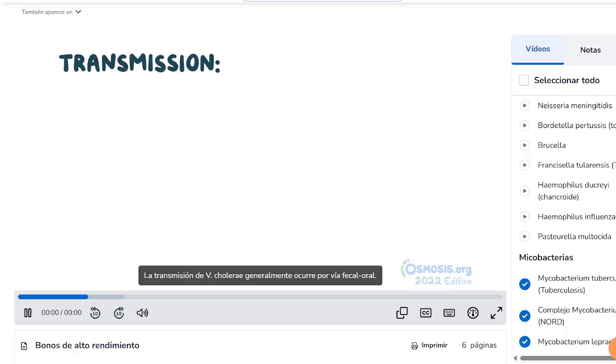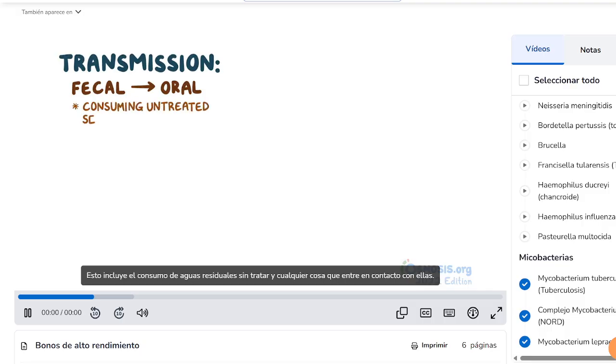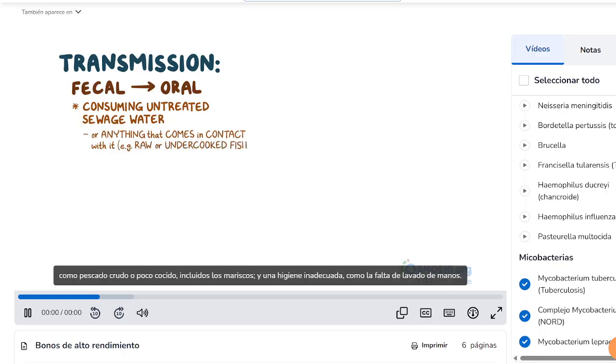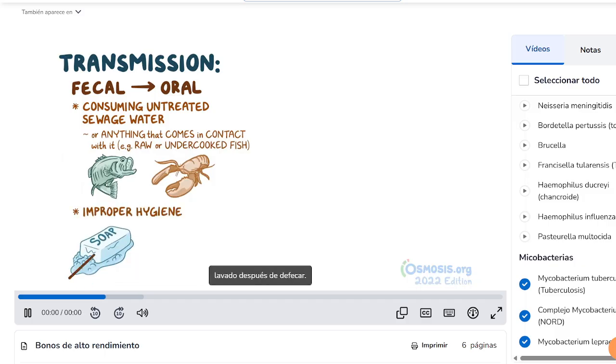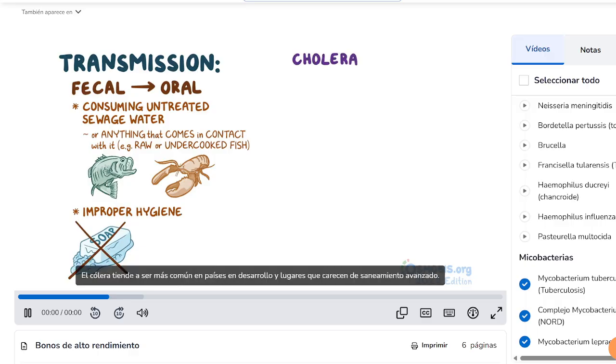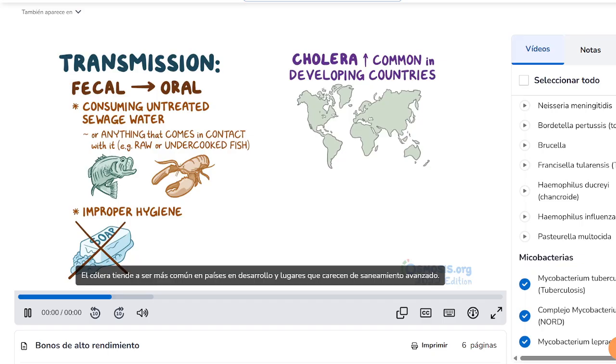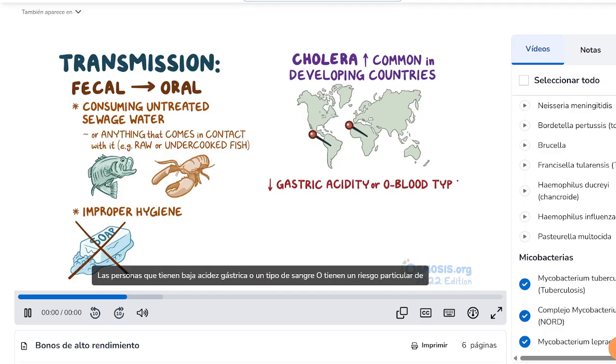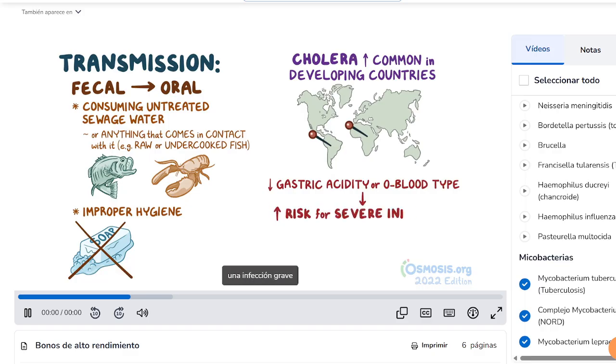Transmission of V. cholerae typically occurs through a fecal to oral route. This includes consuming untreated sewage water and anything that comes in contact with it, like raw or undercooked fish, including shellfish, and improper hygiene, like a lack of hand washing after a bowel movement. Cholera tends to be more common in developing countries and places lacking advanced sanitation and sewage treatment facilities, with high rates in some locations in Africa and South America. People who have low gastric acidity or have an O blood type are particularly at risk for a severe infection.